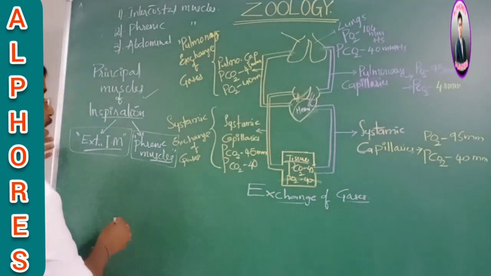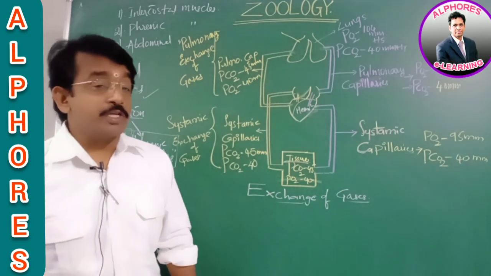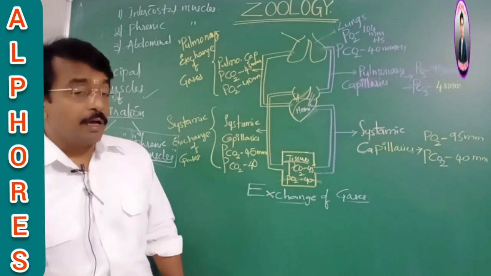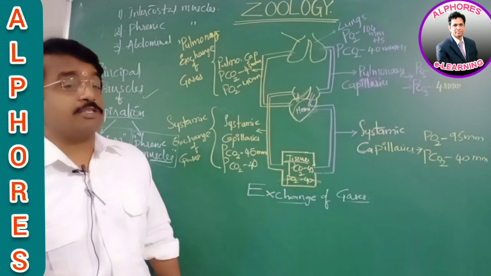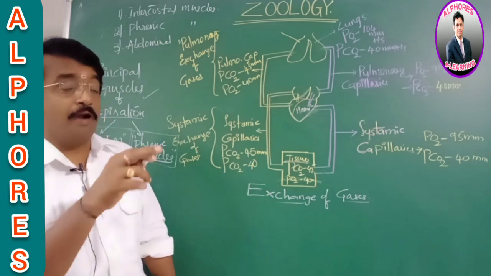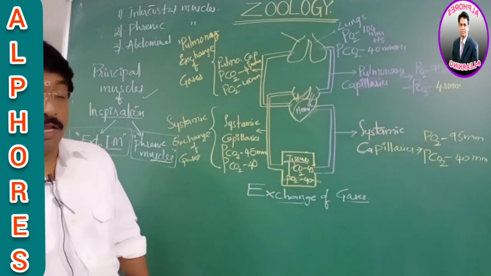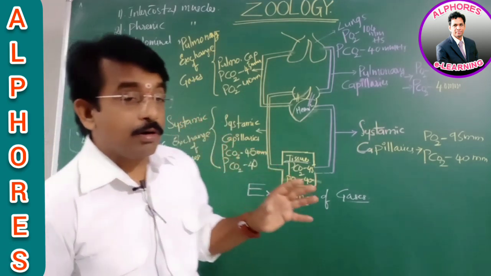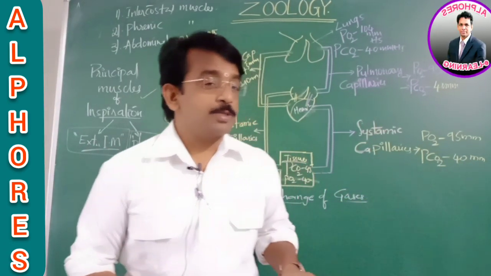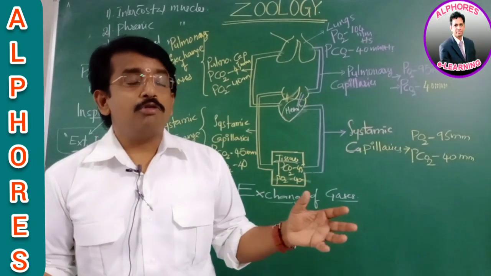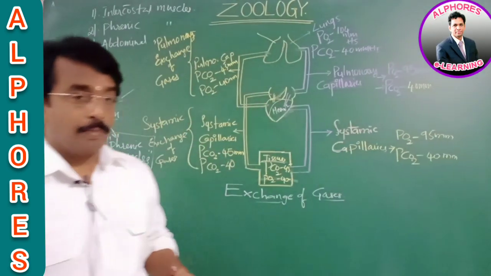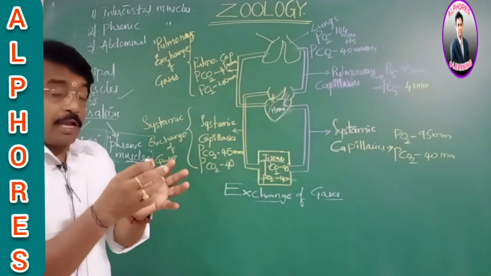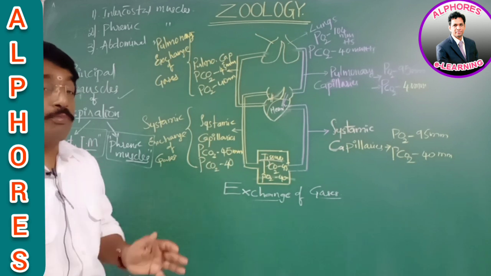In the same way, expiration is sending air outside. There we discussed the relaxation of the external intercostal muscles and the relaxation of the phrenic muscles. The point to remember is that this is why it is called a passive process. Why? There is no muscular contraction. Normal expiration is a passive process.